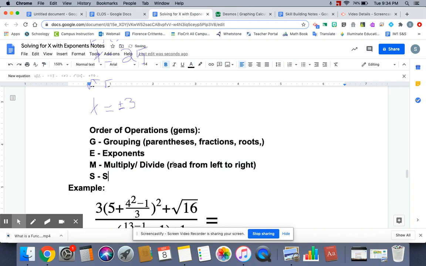Then the S is for subtracting / add, because again, all subtracting is adding a negative number. So secretly adding and subtracting are the same thing, so they're of equal strength. Again, it's whichever comes first when you read it from left to right. This is the strongest one. You always do grouping first, then the exponents, then multiplying / dividing, then adding and subtracting. And you always do math in this order.